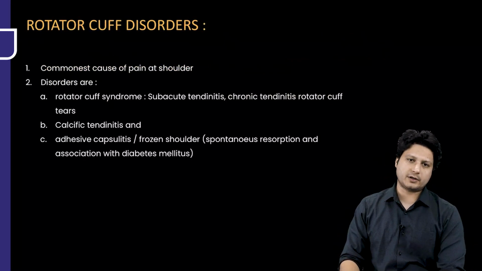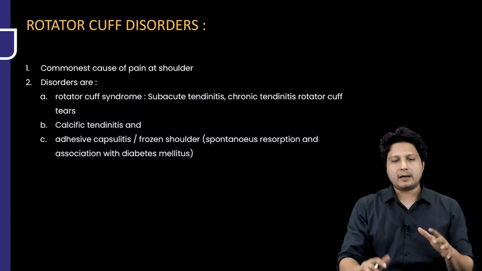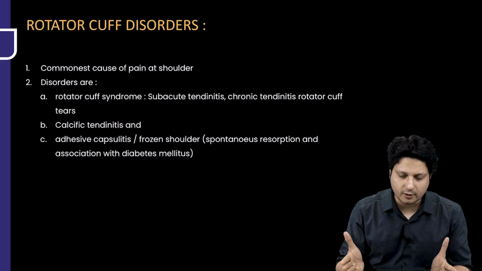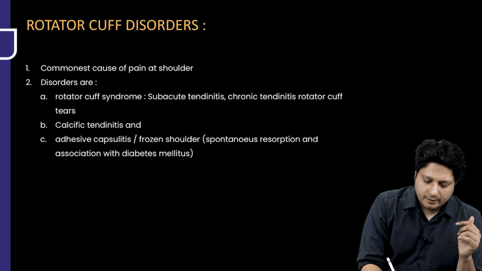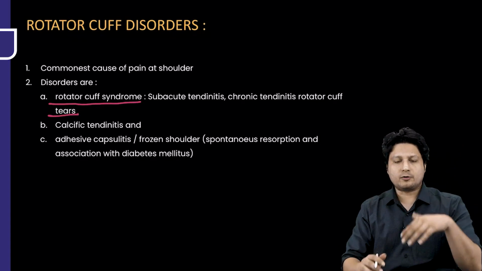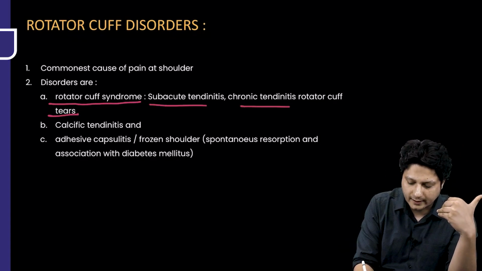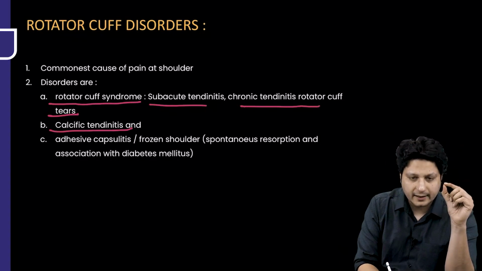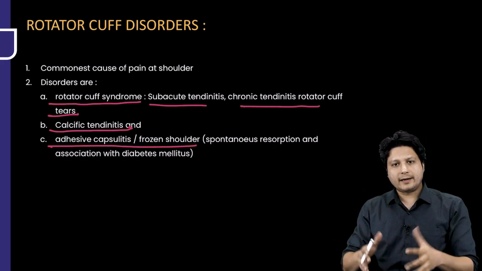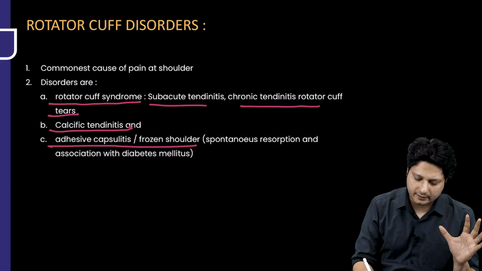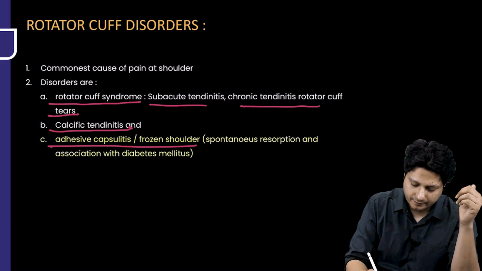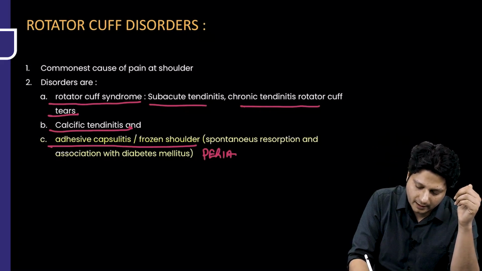Now we are going to have a discussion on the rotator cuff disorders. Primarily, the rotator cuff disorders can be divided into 2 or 3 components. It could be a rotator cuff syndrome with subacute tendinitis or chronic tendinitis. Then there could be a calcific tendinitis, and most importantly, an adhesive capsulitis. Here we are going to cover adhesive capsulitis, or frozen shoulder. This condition is also known as periarthritis of the shoulder.